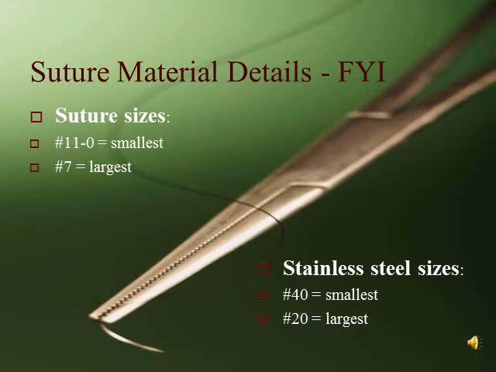And just for your own information, suture sizes range from number 7 as the largest, to number 11-0 as the smallest. Stainless steel material is also dictated similarly, where number 40 is the smallest, number 20 is the largest. And our Book of Style does give a really nice description of this in our numbers chapter too, a little bit more information about suture material.